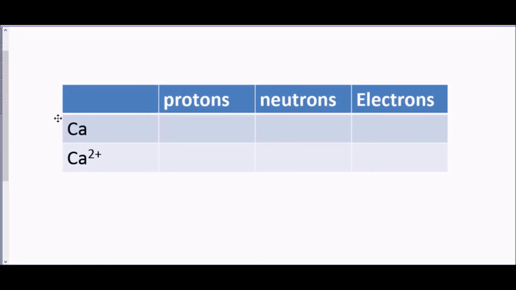Once again, a table for you to practice with. In this table we've got calcium, so pause the video whilst you locate calcium and complete the table.